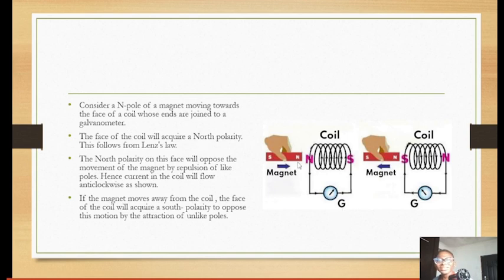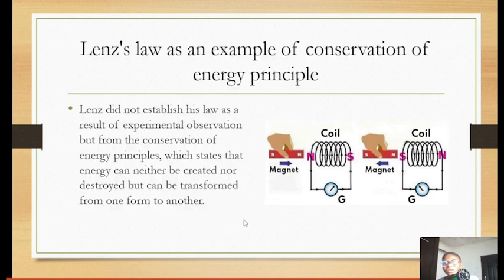So the coil, because these two of them will repel, the current will flow anti-clockwise. The north polarity on this face will oppose the movement of the magnet by repulsion of like poles. Hence, current will flow anti-clockwise as shown. If the magnet moves away from the coil, the face of the coil will acquire a south polarity, to oppose the motion by the attraction of unlike poles.